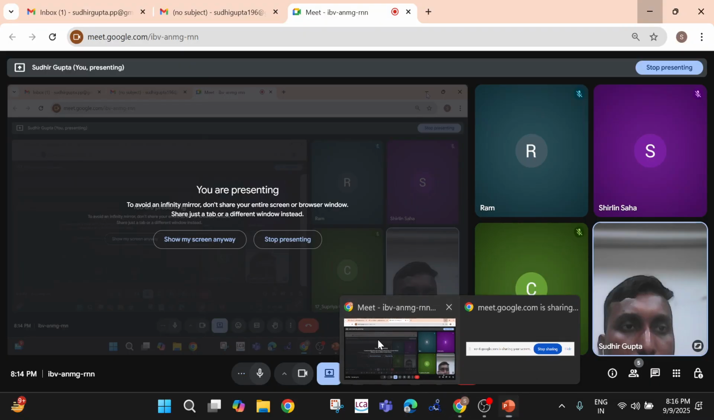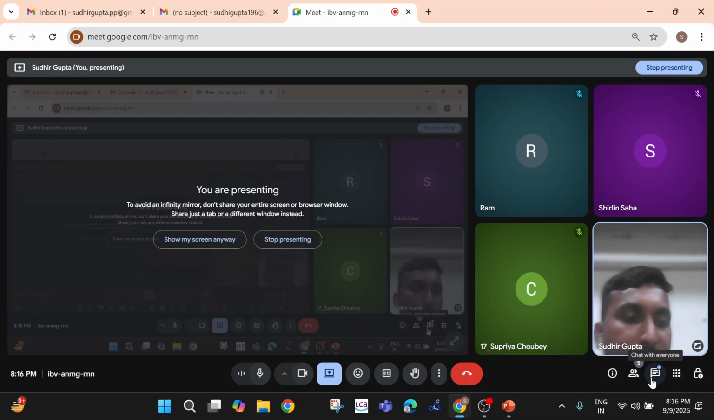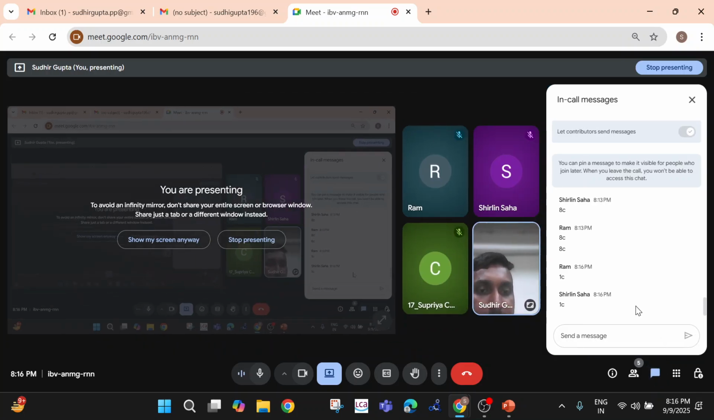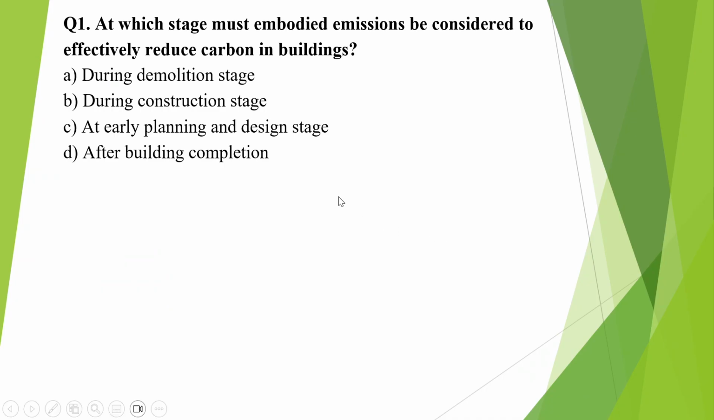So let's see how many of you have answered it correctly, and how many of you know the answer. As I can see, Ram is the first to answer, and then Celine. Both of them are answering option C. Yeah, so option C, whoever has marked it, has marked it correctly. That is the early stage planning and design stage.